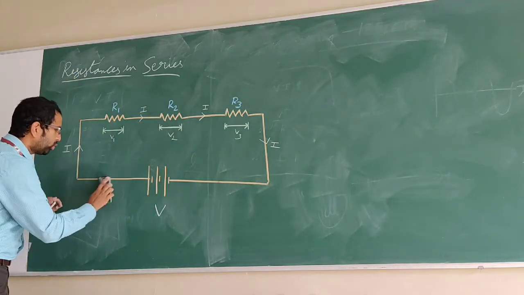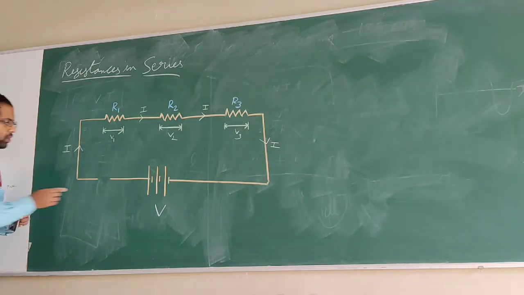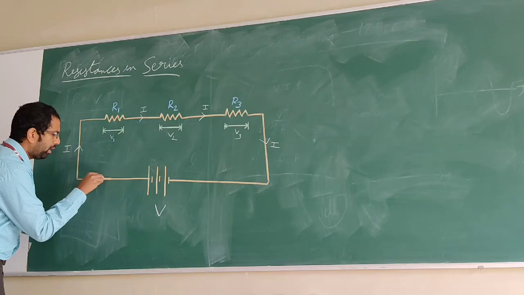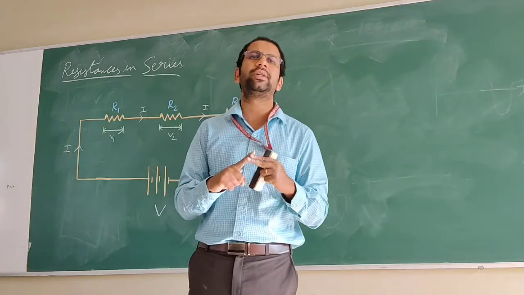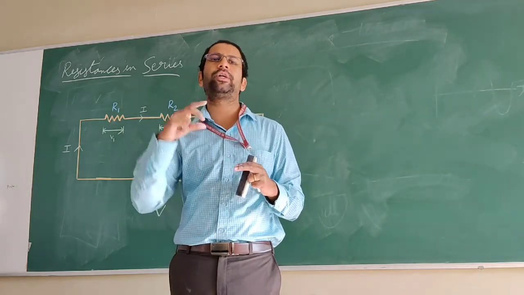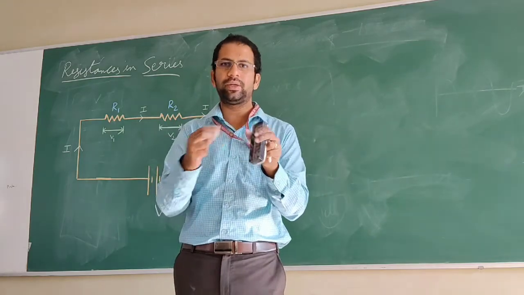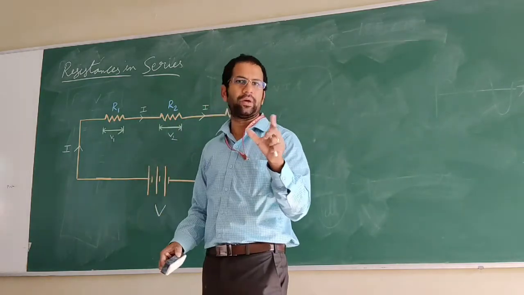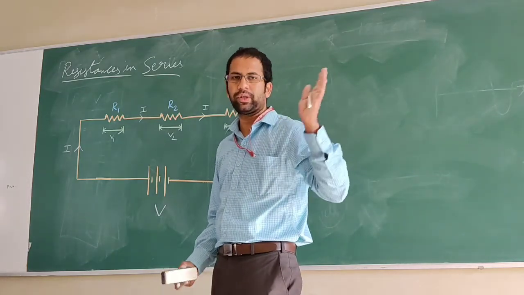Understand, if anywhere there is an open, then current will not flow. Everything should be closed. That's simple logic: for current to flow in a circuit, that circuit must be a closed circuit. Open circuit means the opposite of closed, meaning there is a little bit of opening anywhere. When it is closed, current flows; when it is open, it is an open circuit.